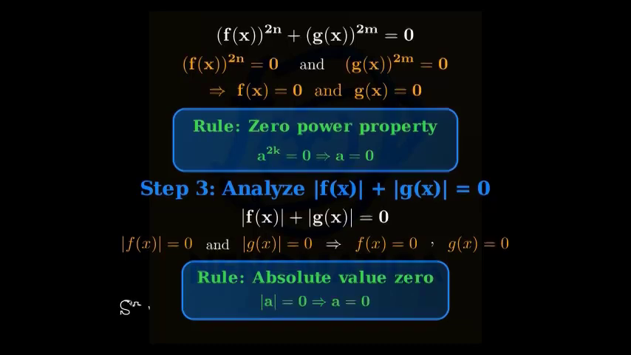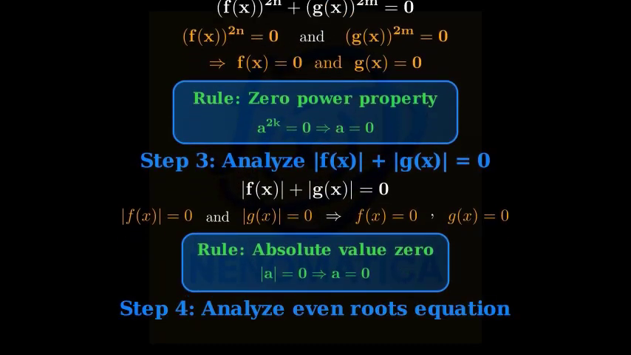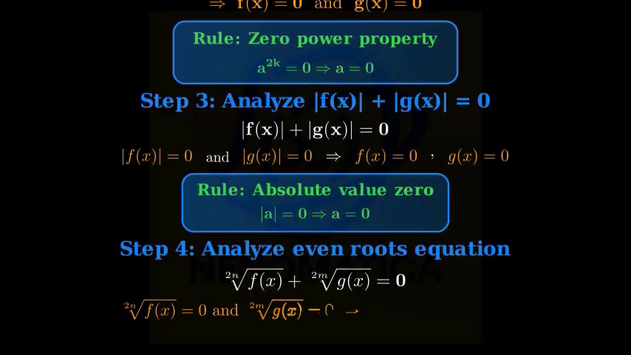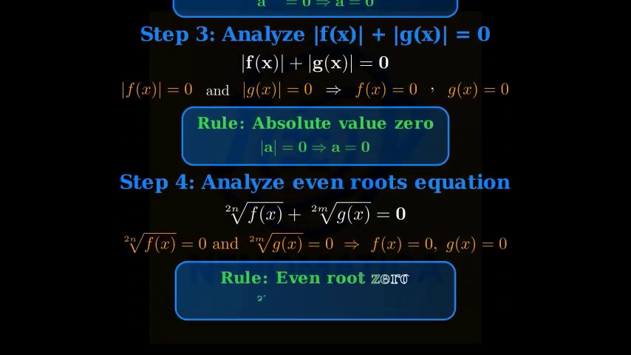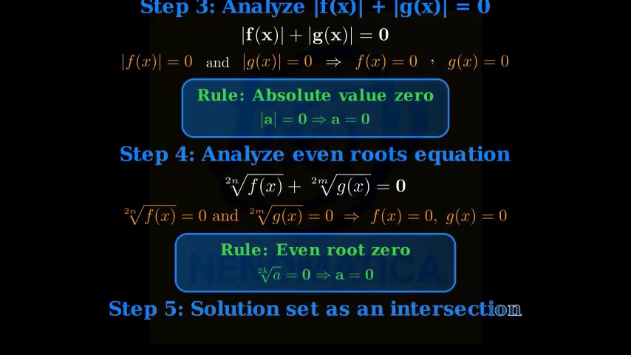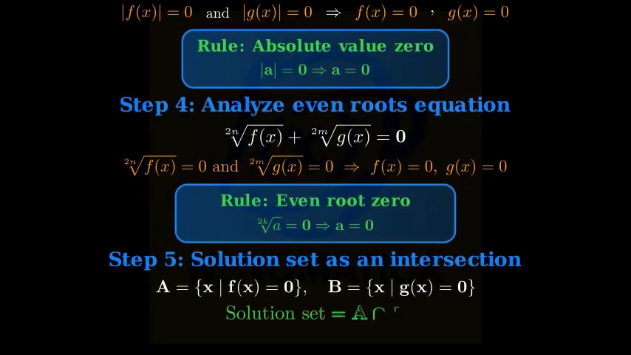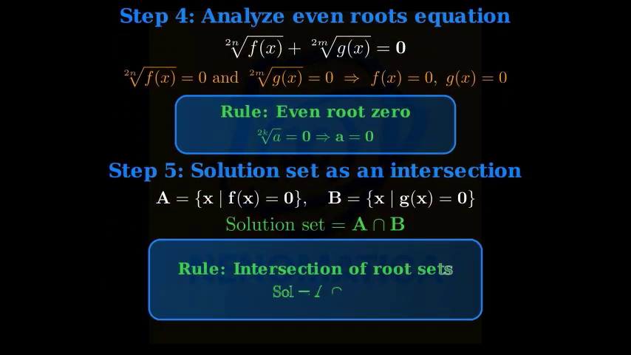Step 4. Analyze the even root equation. Even roots are non-negative, so their sum is 0 only if both are 0. That again forces f of x equals 0, and g of x equals 0. Step 5. Put the facts together. Define A as the set of x where f of x equals 0, and B as the set of x where g of x equals 0. The system solutions are exactly the intersection A cap B.